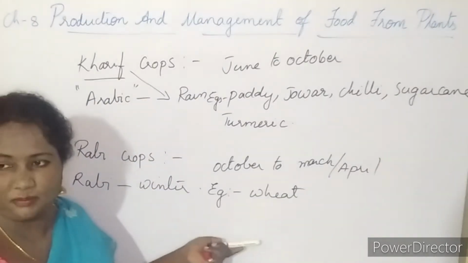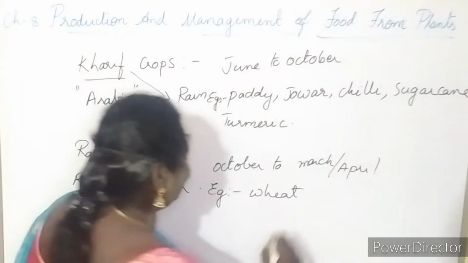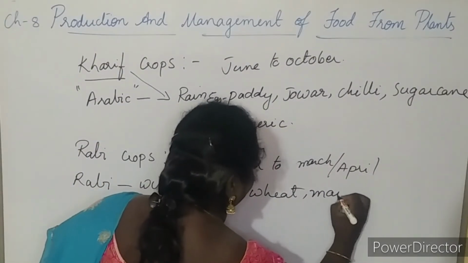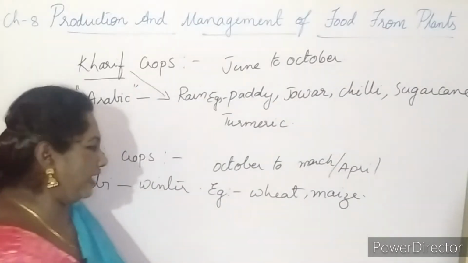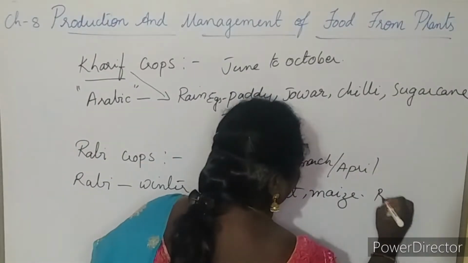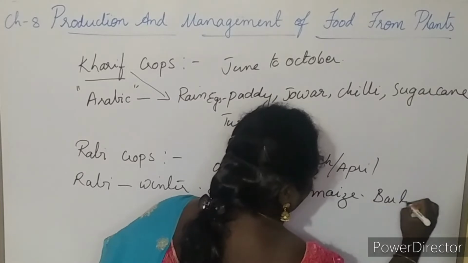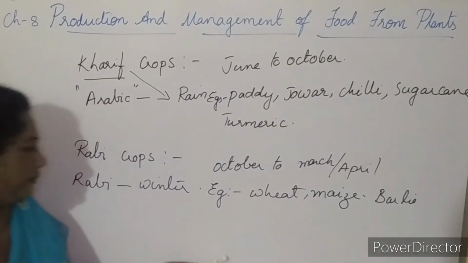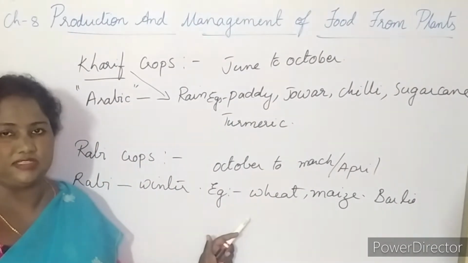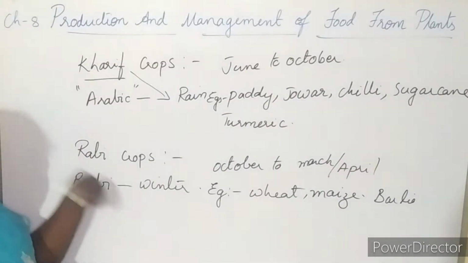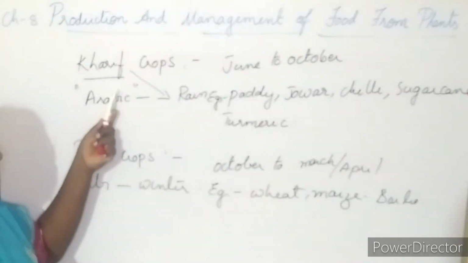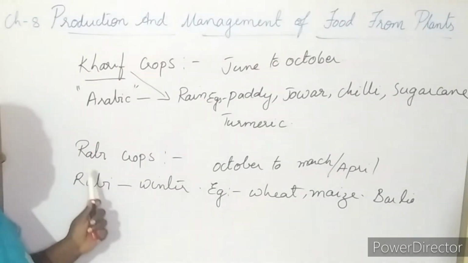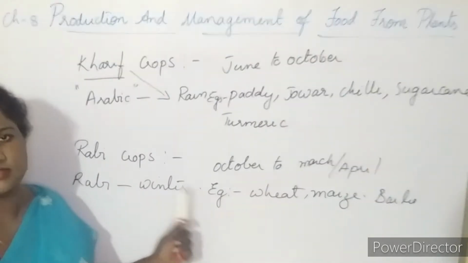So wheat is one example, maize. So these two we can see here. Barley also. So wheat, maize, barley. These are the basic main crops which are grown in winter season. So based on seasons, we divide crops into Kharif crops and Rabi crops. Kharif crops mean rainy season crops, and Rabi crops mean winter season crops.